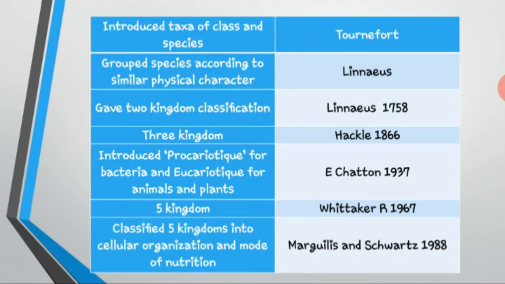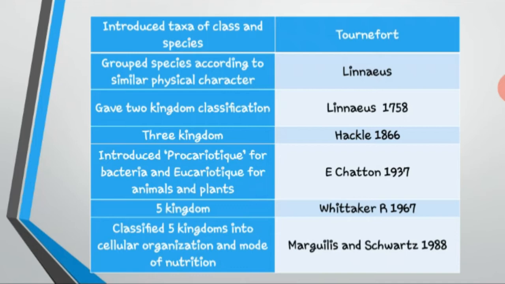Tournefort introduced the tags of class and species. Linnaeus grouped species according to similar physical characters. Characterization is basically the first part, which is now the main character of classification, and he's also known as the father of taxonomy. He said that there were 2 kingdoms at that time, one which is moving, animals, and one which is not moving, plants.